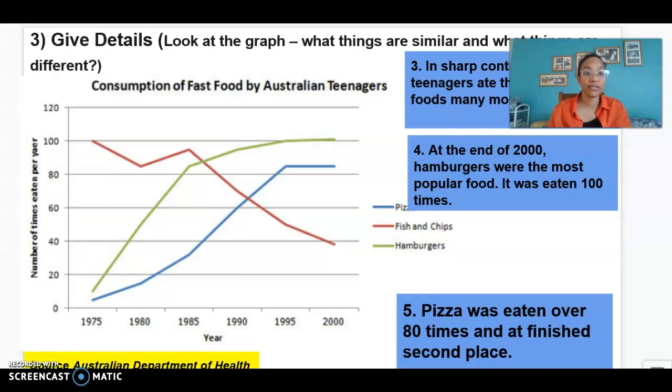Let's look for some more details. In sharp contrast to this, teenagers ate the other 2 fast foods many more times in the year 2000. At the end of 2000, hamburgers were the most popular food. It was eaten 100 times per year. Pizza was even eaten over 80 times and finished at second place. Notice how we're comparing all the foods at the end at 2000 in these 3 sentences.